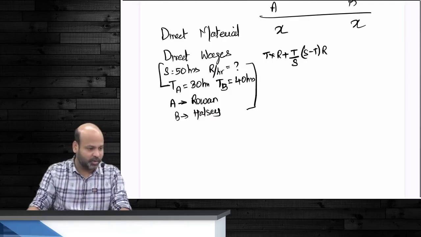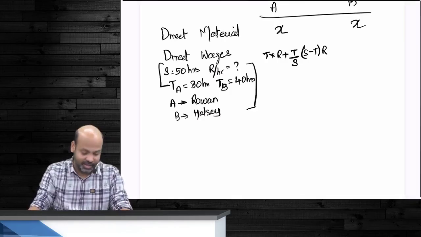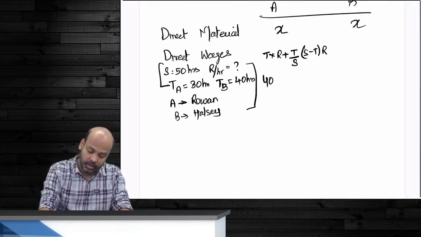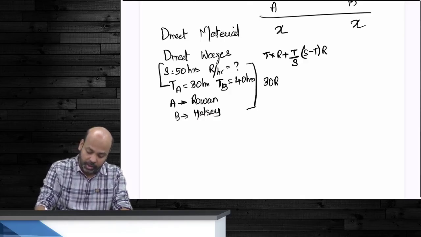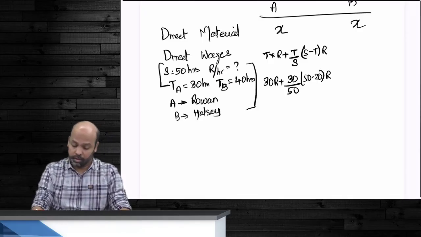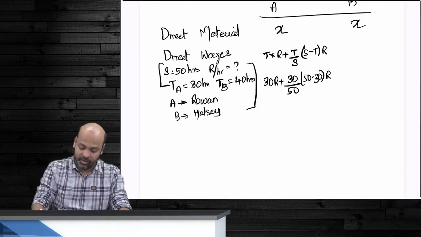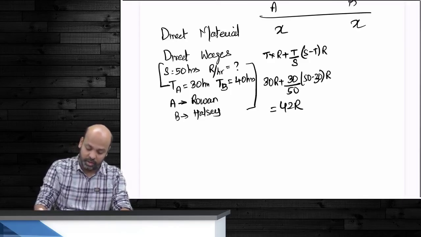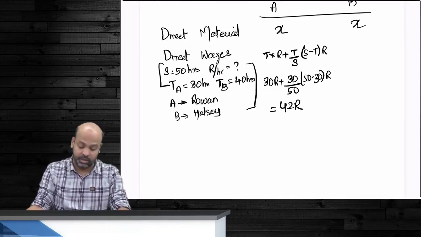Just saying R at the end is not enough, you have to say it fully. So that would be 40, no, wait a bit, I am writing. 30 multiplied by r plus 30 divided by 50 into 50 minus 30 multiplied by r. 60% of 20 is 12. This will become 42r. This will be the total wages in respect of worker A.